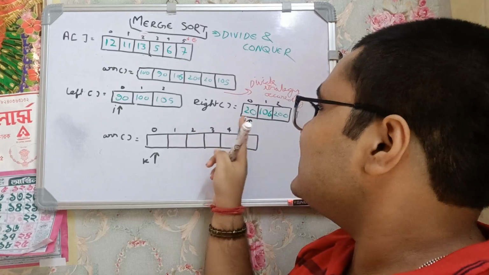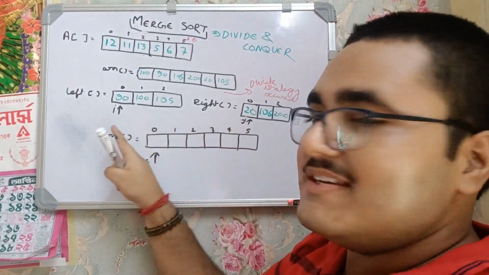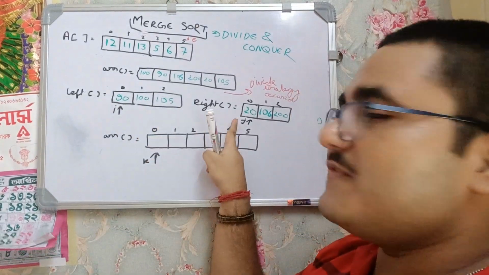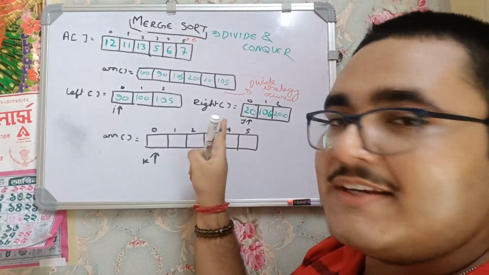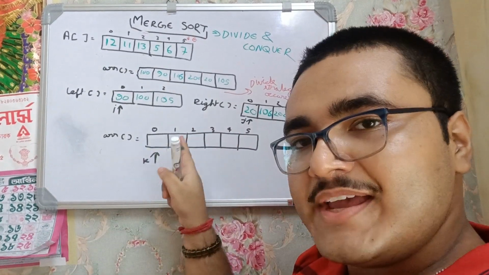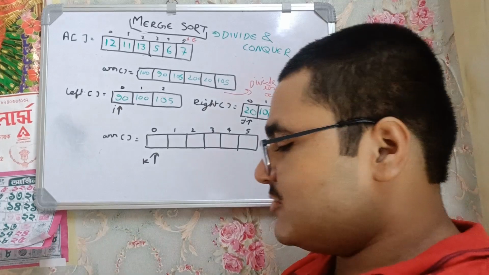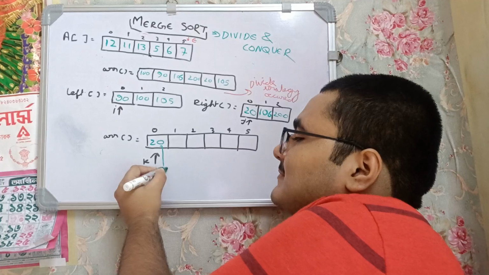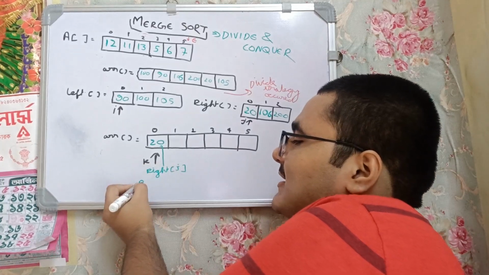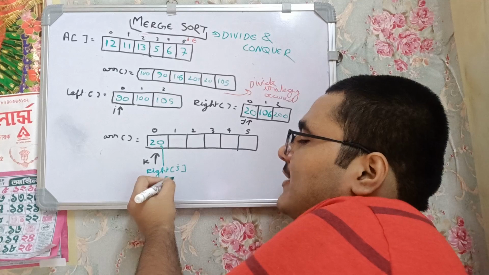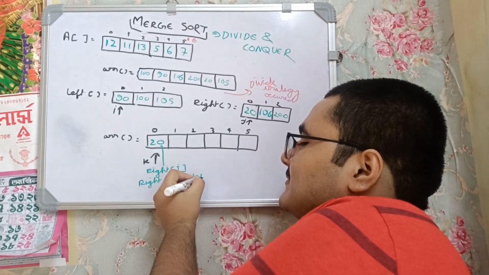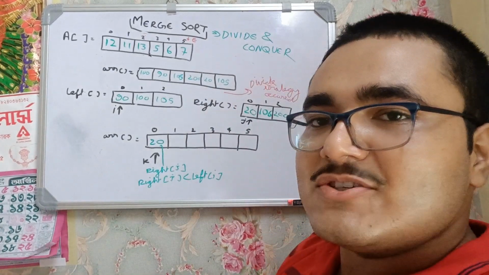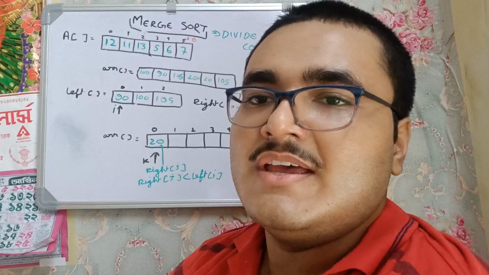As I check, right of j is again less than left of i, right? Because left of i presently is 90 and right of j is 20. So definitely right of j should get a chance to enter into the array of k. So right of j enters here. So I am writing here right of j, as right of j was lesser than left of i.